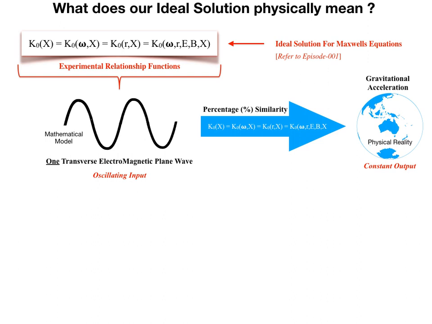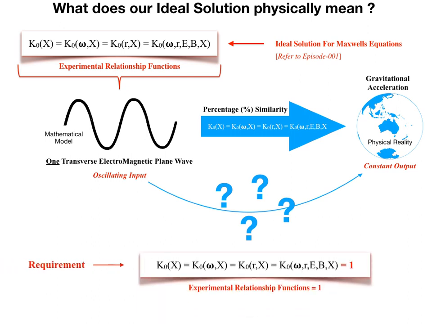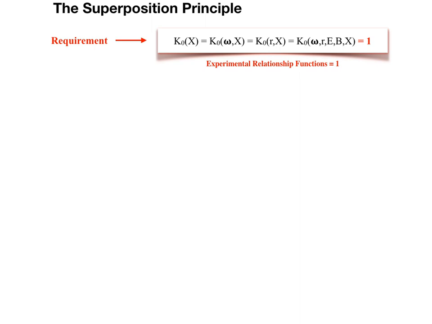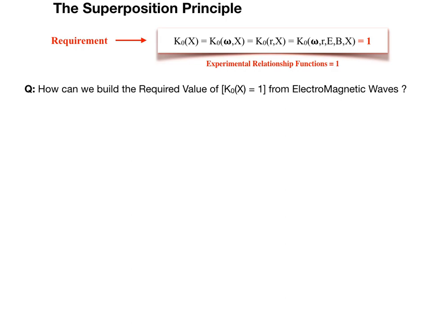However, a sine wave is clearly not very similar to a constant function, so our challenge becomes: how do we transform an oscillating input into a constant output? That is, how do we ensure that all of our experimental relationship functions equal 1? Thus far, we have demonstrated that the unified experimental relationship functions shown are a measure of similarity between the mathematical model and physical reality. When any mathematical construct represents physical reality perfectly, the value of the associated experimental relationship function is unity. So, how can we build the required value of unity from electromagnetic waves?